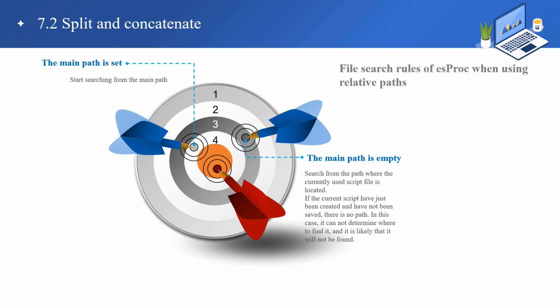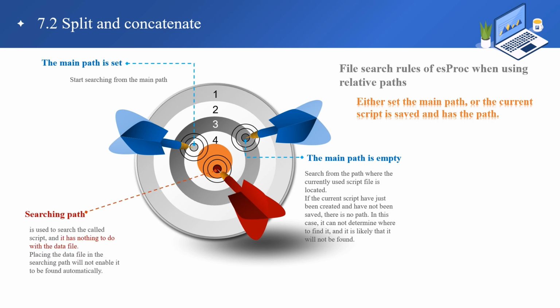The current script may have just been created and not yet saved. In this case, there is no path, so it cannot determine where to find it, and it is likely that it will not be found. Therefore, either set the main path, or the current script is saved and has the path. The searching path that is set at the same time as the main path is used to search the called script, and it has nothing to do with the data file. Placing the data file in the searching path will not enable it to be found automatically. Do some experiments by yourself, and it's easy to figure it out. When we give examples later, we will use a simple relative path.